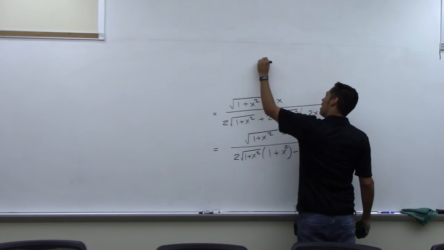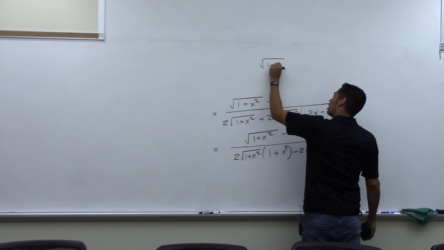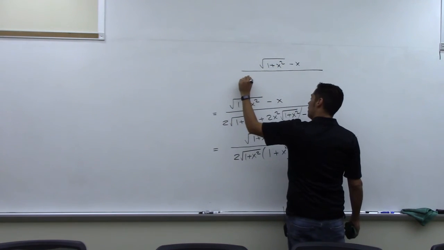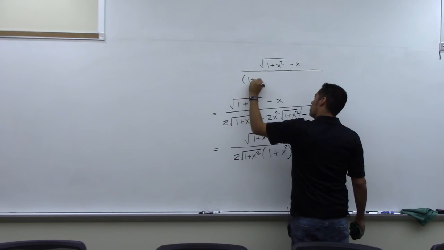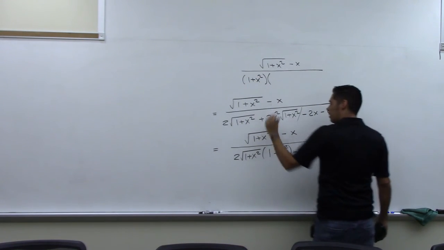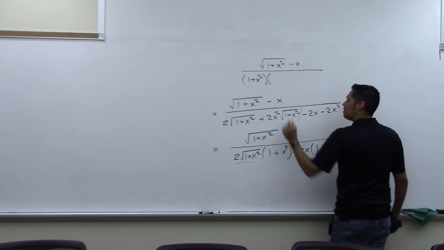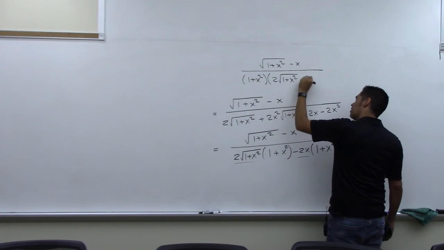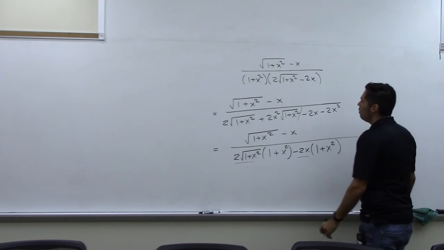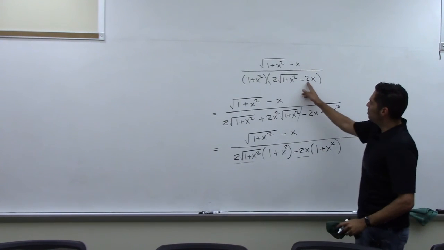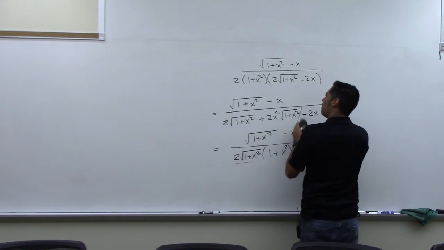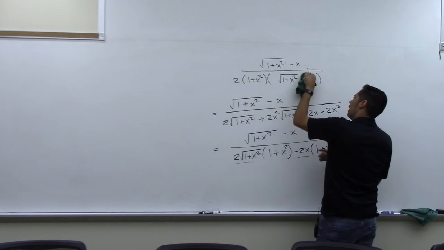And so on the top I have root 1 plus x squared minus x over the 1 plus x squared, which I pulled out. And I'm left with this piece and this piece, which is 2 root 1 plus x squared minus 2x. And I'm almost there. Notice these two have a 2. So I pull a 2 out. I'm just going to pop that 2 right there. That 2's not there. That 2's not there.